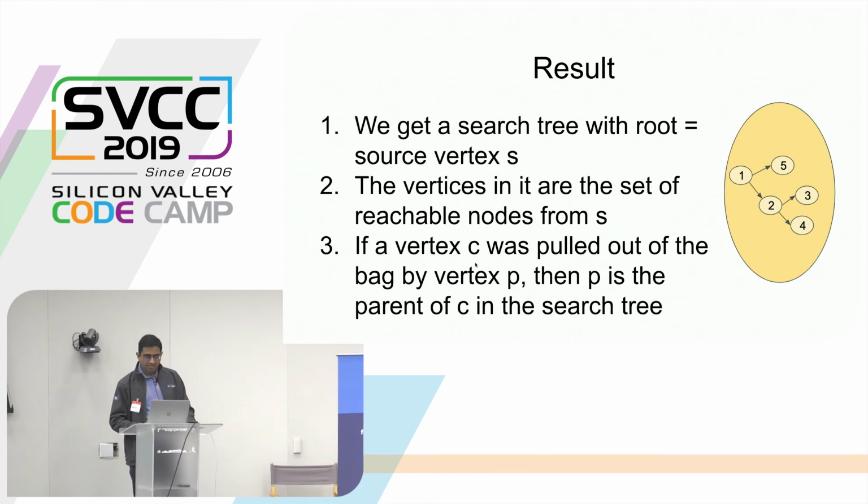And in general, if we decided to drag a vertex C ashore by pulling on an edge from vertex P to it, then P becomes a parent of C in the search tree. So when we dragged vertex 3 ashore, we pulled on the edge from 2 to 3, and so vertex 3 becomes a child of vertex 2 in the search tree.